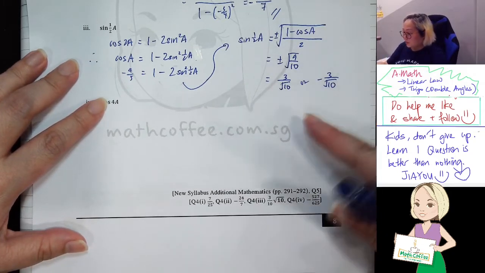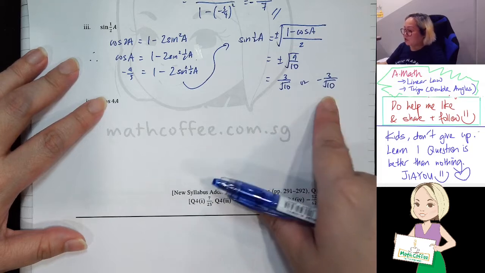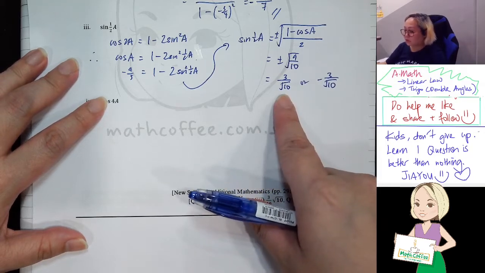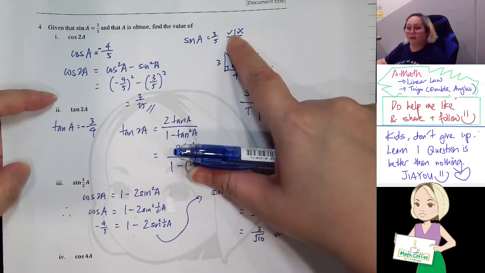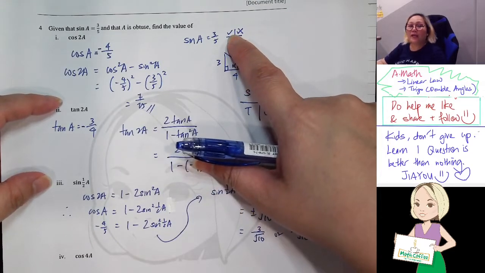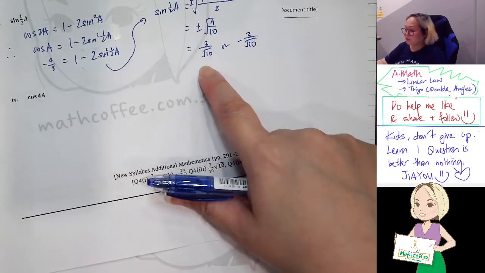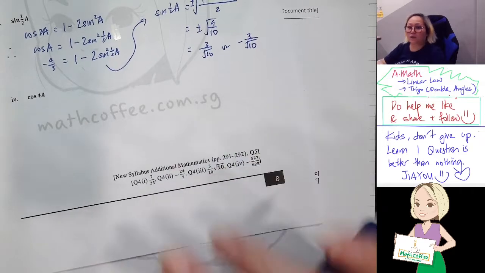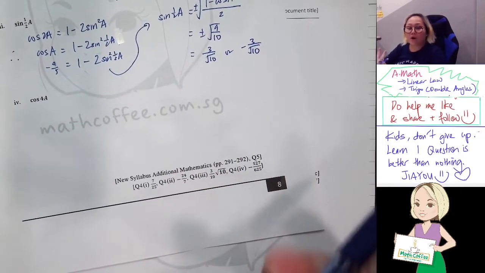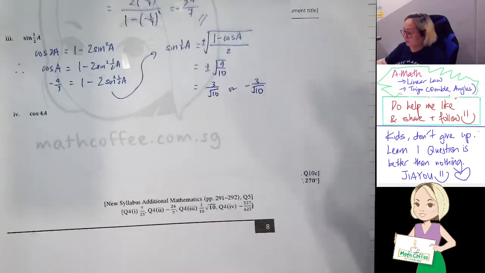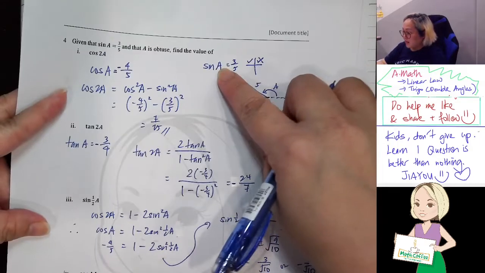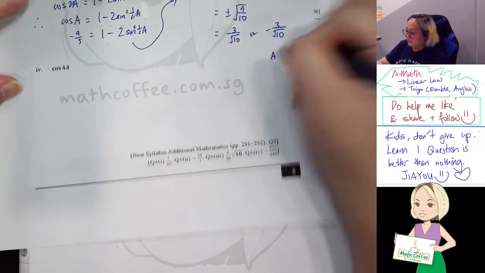So then the question is, do I reject the negative or do I reject the positive? A common mistake students make is to remember it is in the second quadrant, so they say, oh, second quadrant, my sine is negative. So they reject the positive and take the negative. But we still need to do one more step, which is, my A is obtuse, right? So you will say that your A is in the second quadrant.